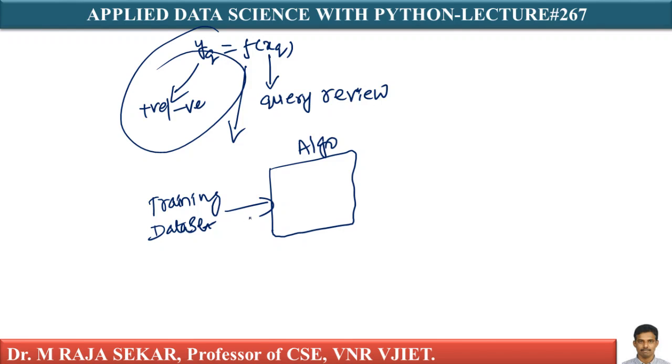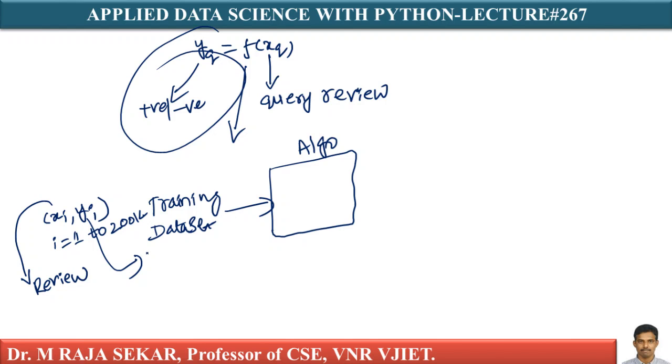When you give this data set, the algorithm's training data set consists of all of the pairs. What can you see in the training data set? You can see pairs xi comma yi, let's say i equal to 1 to 200k. That is the data set x1, y1, x2, y2, and so on, up to x200k, y200k. What is my xi? Xi is a review. What is my yi? My yi is positive or negative.